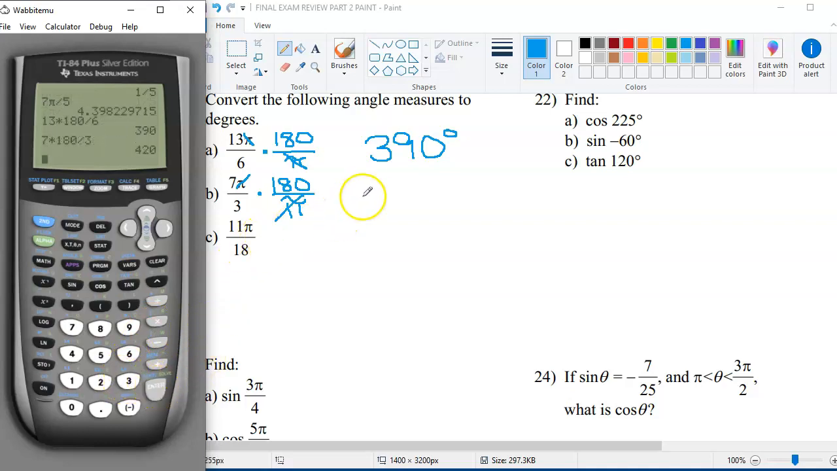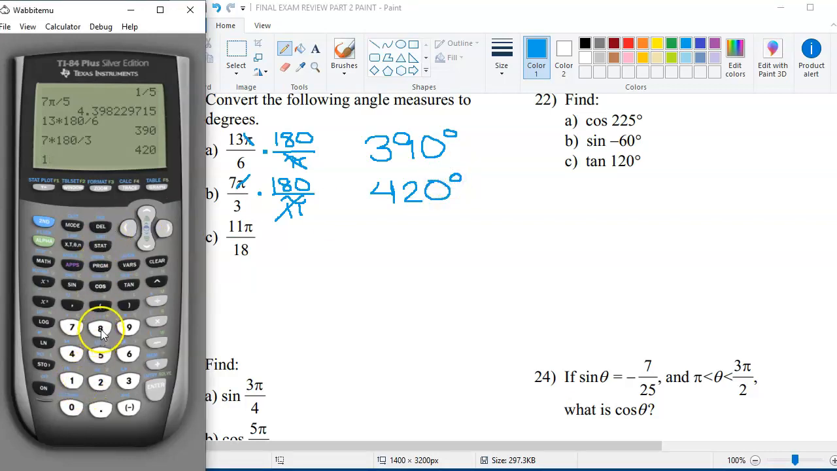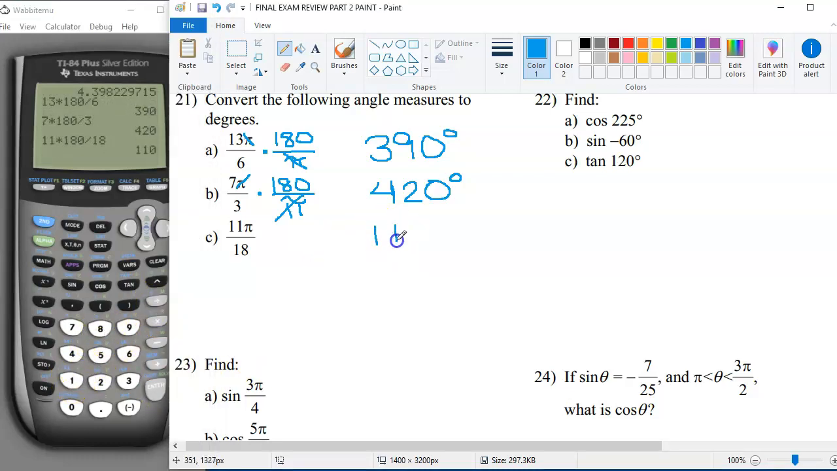All right, there you go. 420. All right, we're going to go 11 pi over 18 times 180 divided by pi. 110 degrees. There you go.